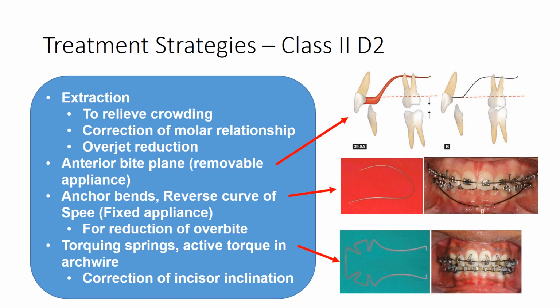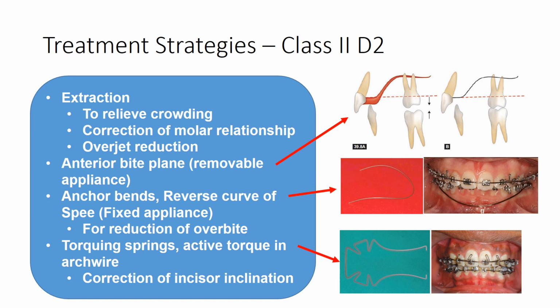Now, the treatment strategy in a class 2 div 2 is, one, extraction. The extraction is done to relieve crowding, and also helps in the correction of molar relationship and overjet reduction. Now, remember, you may be wondering why overjet reduction when a class 2 div 2 has no overjet. This is because once the incisors have been corrected to their normal inclination, you will get an overjet opening up.